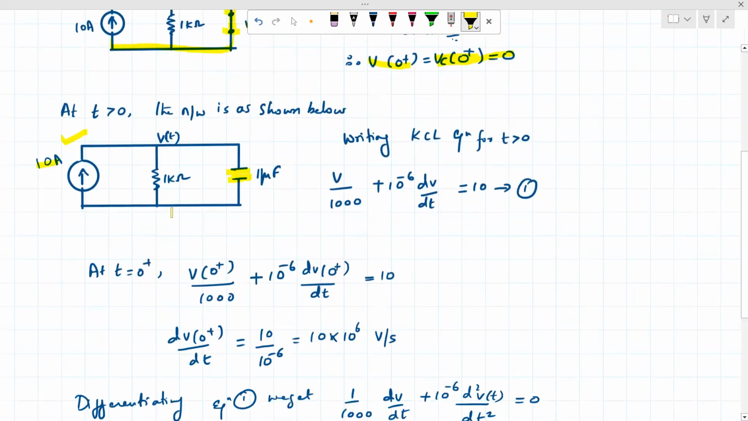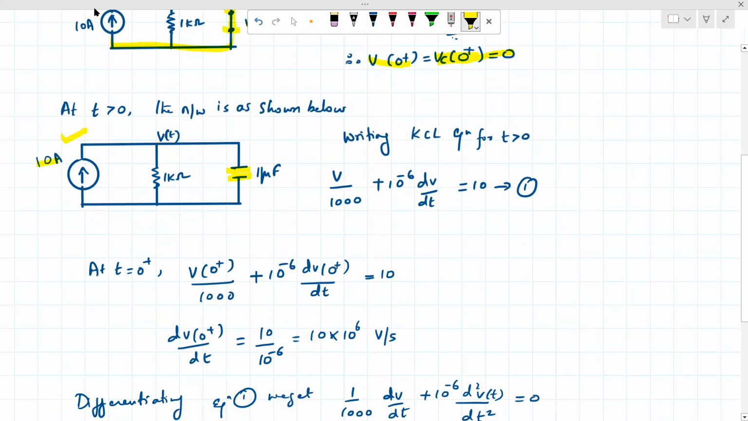Writing the KCL equation at this particular node. The incoming current is 10, and by default we assume the other branch currents to be outgoing. So the incoming current 10 is equal to the outgoing current, which is V divided by 1K, and the capacitor current, which is 10 raised to minus 6, the 1 microfarad, into dV by dt.